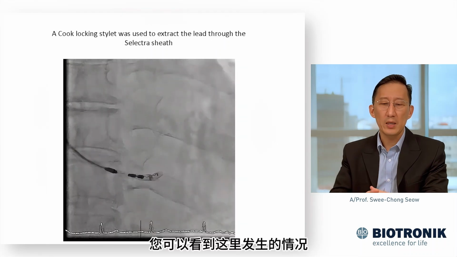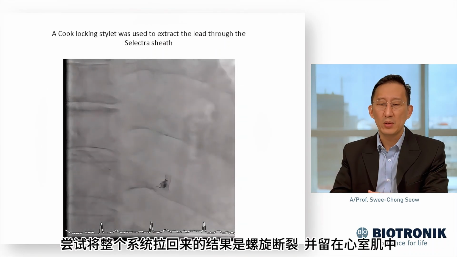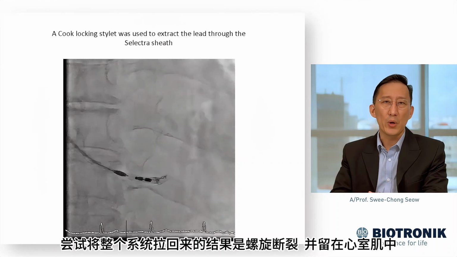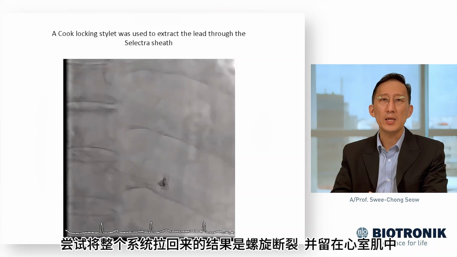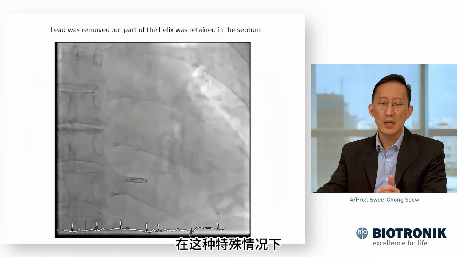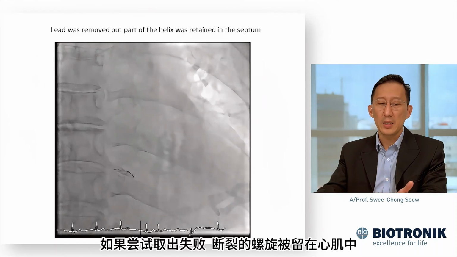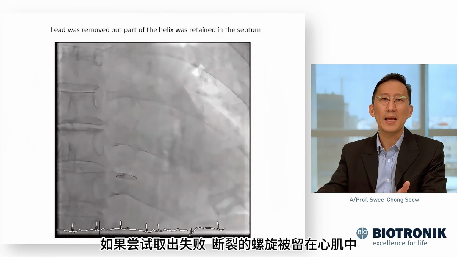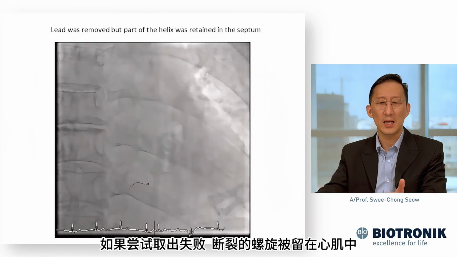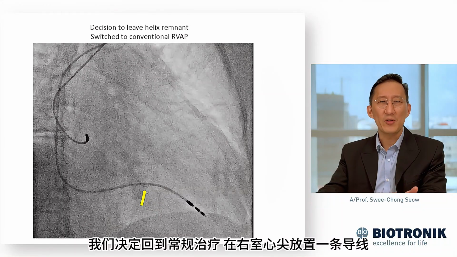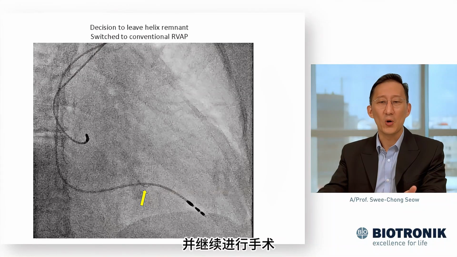You can see what's happening here, where an attempt to pull the whole system back results in the helix breaking off and getting retained in the ventricular myocardium. In this particular case, the broken helix was left within the myocardium because attempts to retrieve it were not successful. And we elected to just go to default, put a lead at the RV apex and move on.